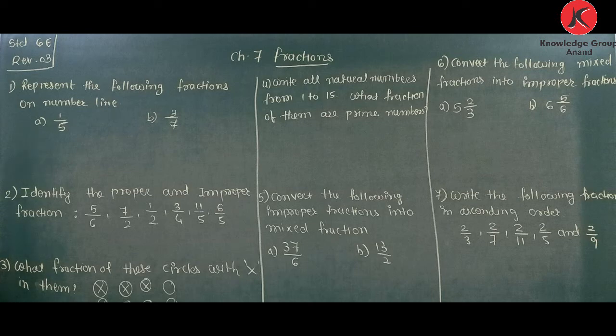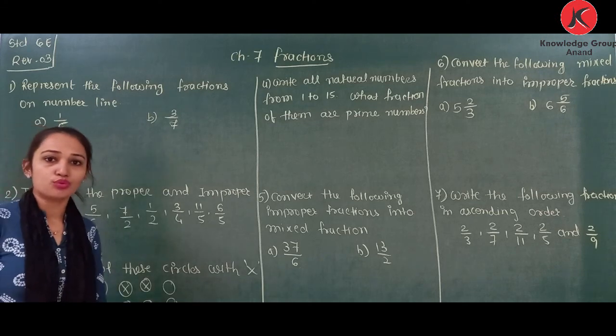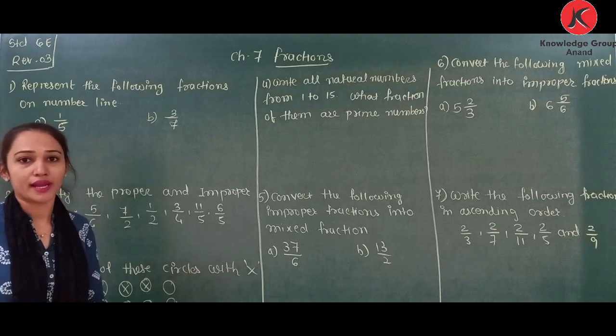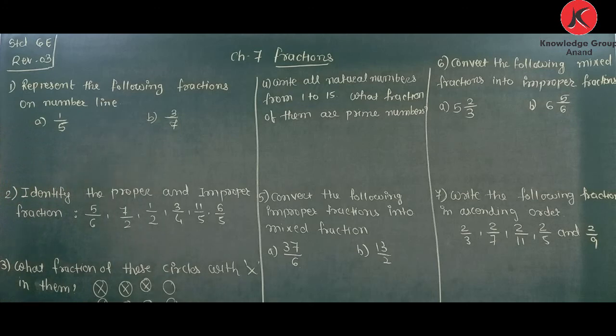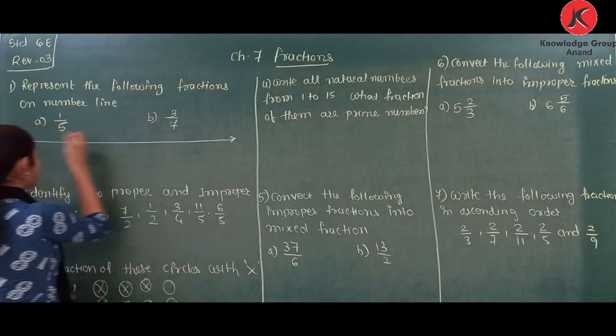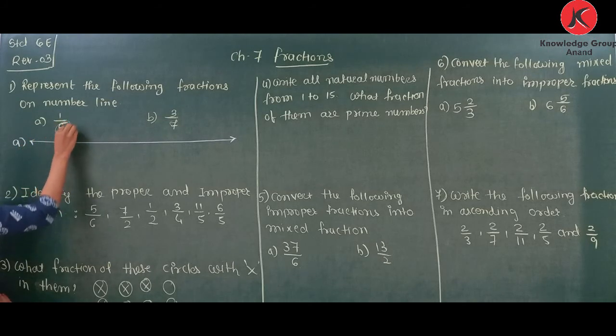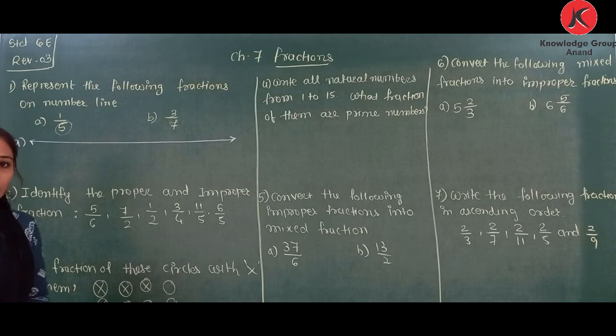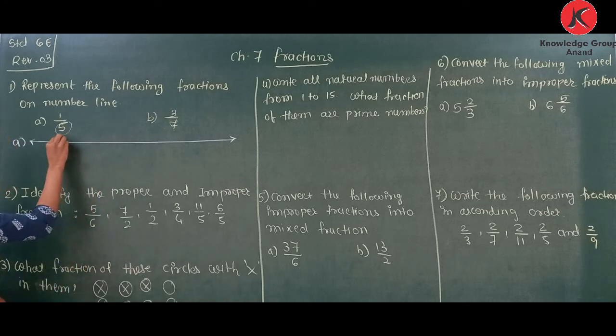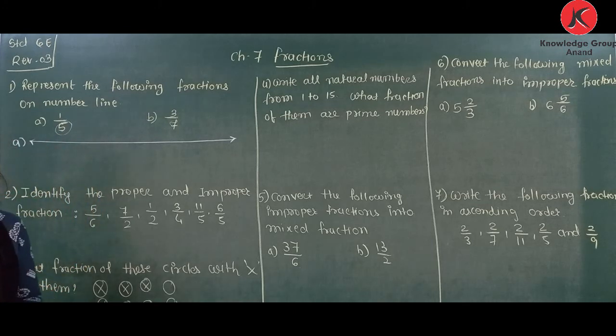Represent the following fractions on a number line. Two fractions are given, 1 by 5 and 3 by 7, and how to represent them on a number line. So for that, draw a number line. Now 1 by 5 means divide one part into 5 equal parts. 5 is the denominator, it means one part is divided into 5 equal parts.